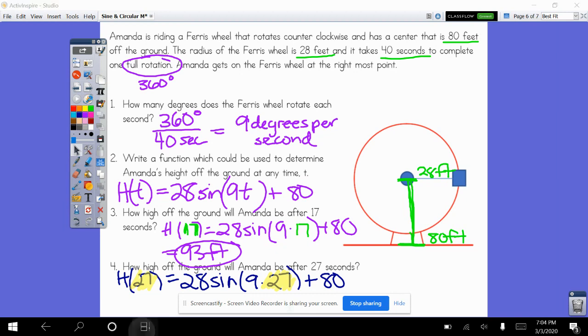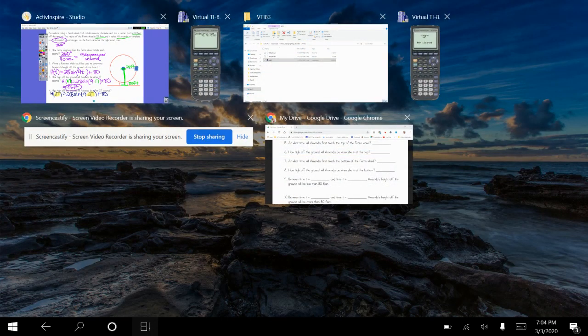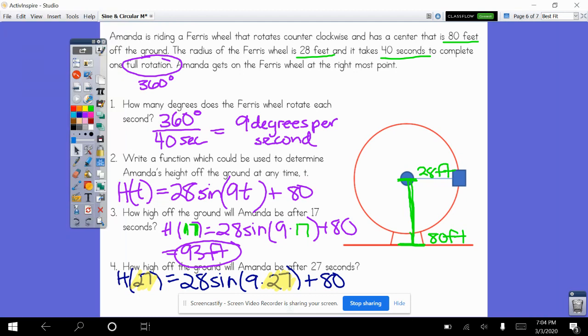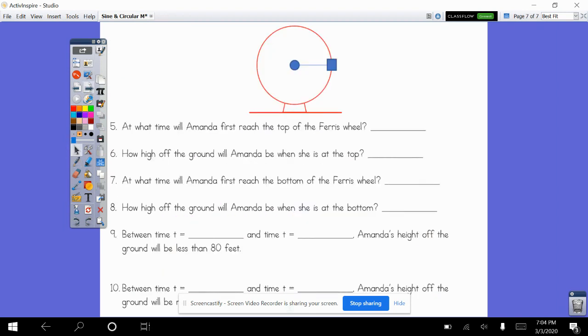So if I put that in my calculator, I'll show you that. 28 sine of 9 times 27 plus 80. So you get 55. I'm going to round to 55. Those are really just calculating questions.